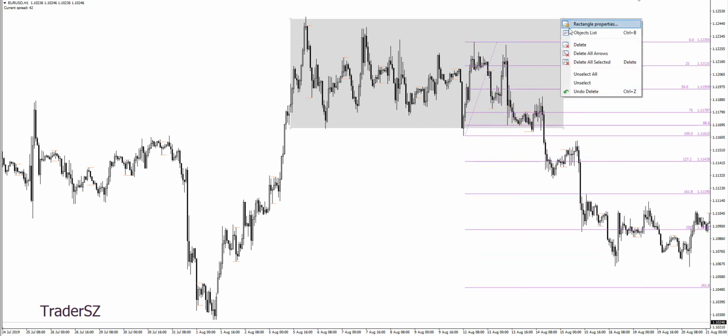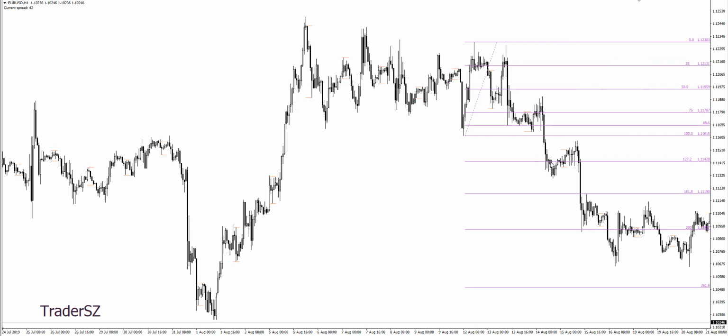So get rid of this. The 127.2. Say for whatever reason you were short, the 127.2. Where's the next objective? The 161.8. In this case, it just busts through it. And then the 200%. Now, what do I do in this case?